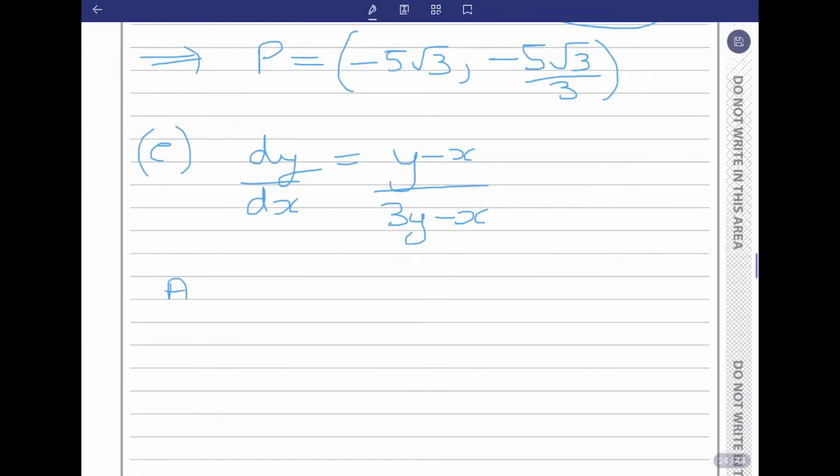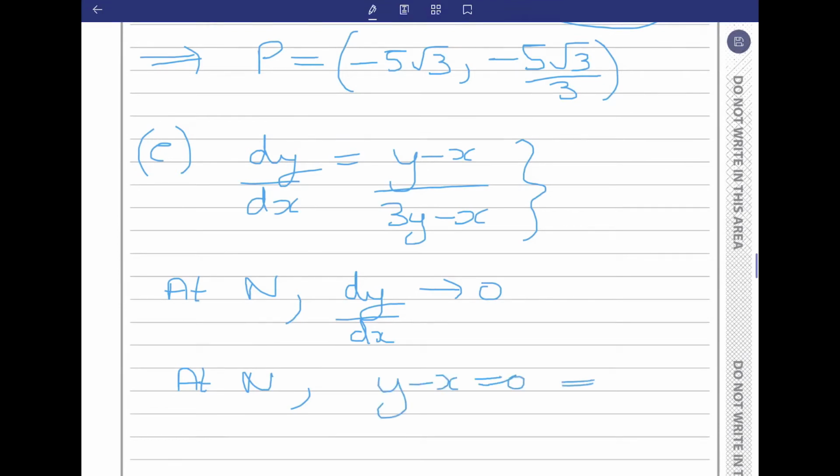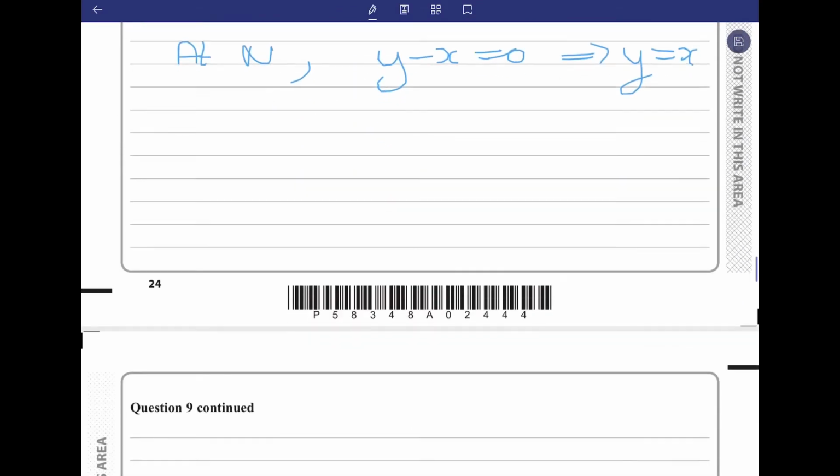So at N, dy by dx tends to 0. Now how do we get this quotient to 0? Well, there's two ways. The denominator can tend to infinity, or the numerator can tend to 0. So at N, y minus x equals 0, which implies y equals x. We do a similar process to before.